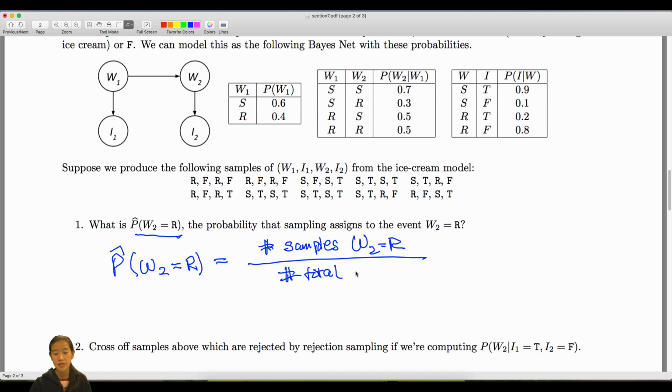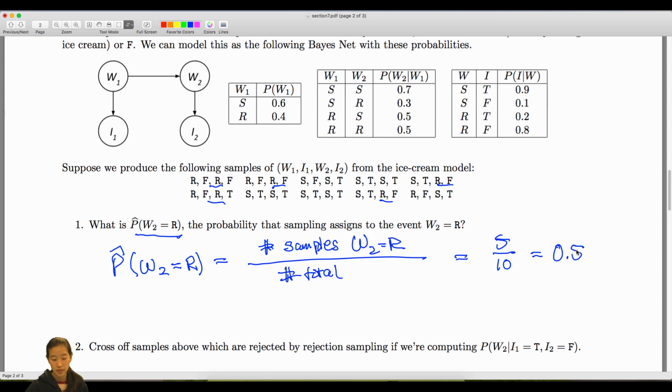So the reason why this works is, assuming we have just a bunch of samples, to get the unbiased estimate of W2 equals R, we're going to see that it's going to fall under this distribution. So let's look at all the things that have W2 equal to R. We see that there are 1, 2, 3, 4, and 5 of them. There's a total of 10 of them, so we have 5 over 10. This gives us an estimated 0.5 probability.